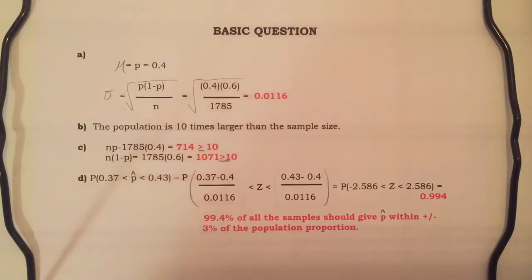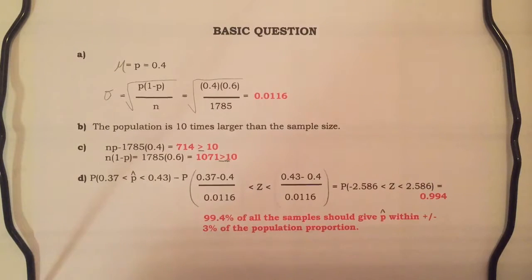Part C is asking, check that you can use the normal approximation for the distribution of P hat, and this is rule of thumb number 2. So what we did is the normal approximation: n times P, 1,785 times 0.4, and we got 714, which is greater than or equal to 10. And then we did n times 1 minus P, which is 1,785 times 0.6, which equals 1,071, which is greater than or equal to 10.